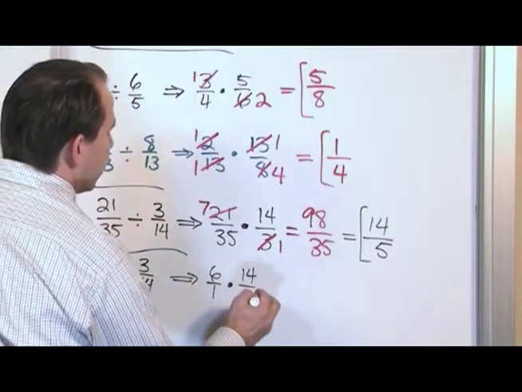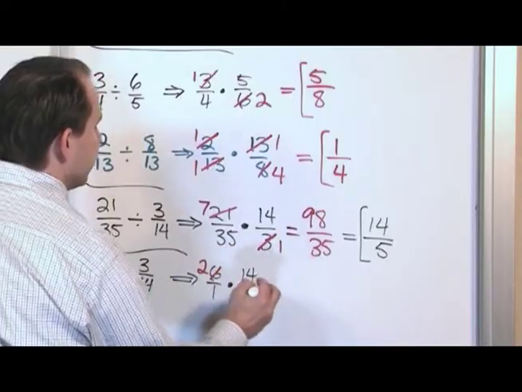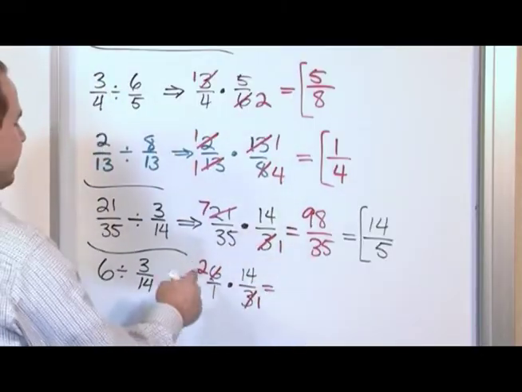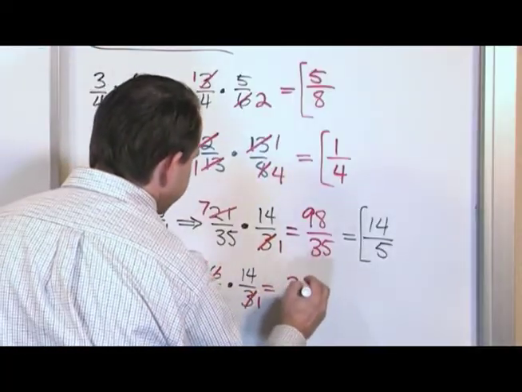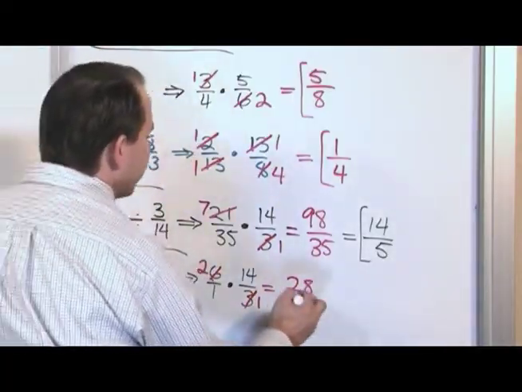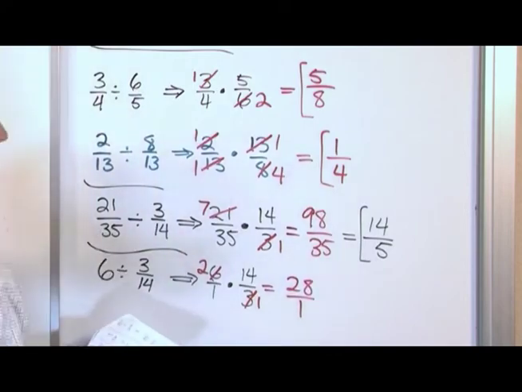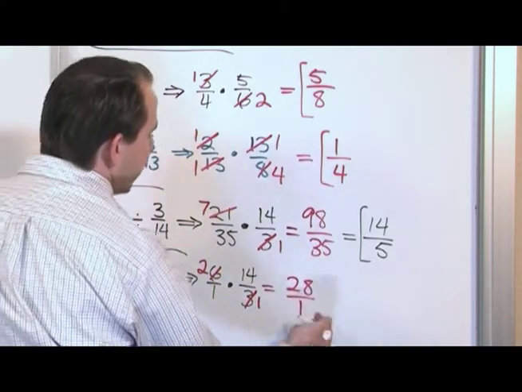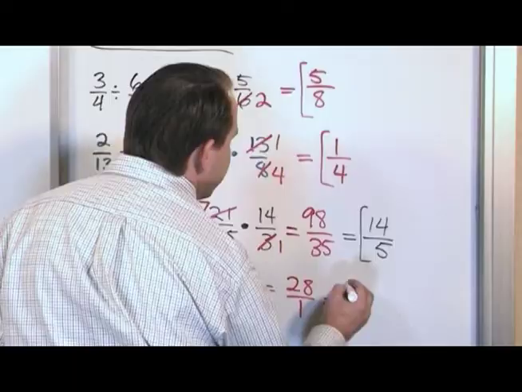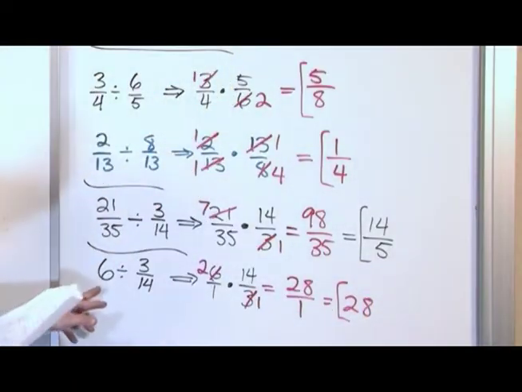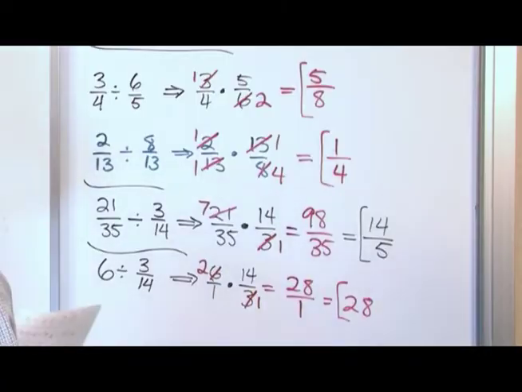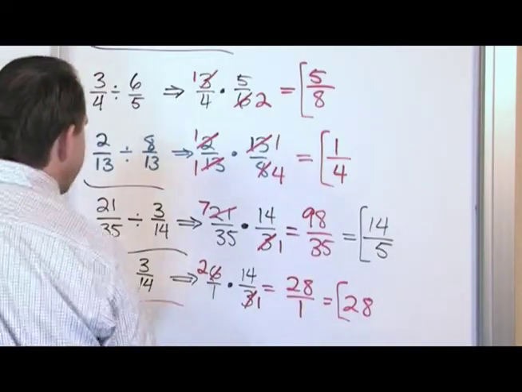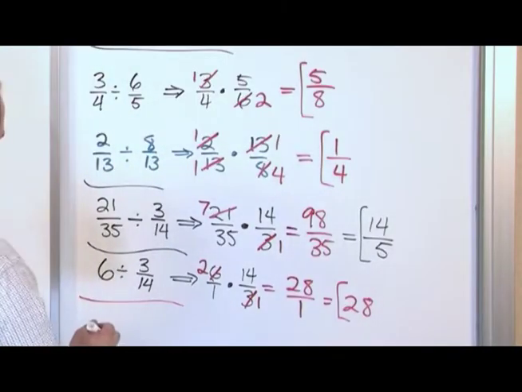3 divided by 3 is 1. 6 divided by 3 is 2. We're done with the simplification. 2 times 14 is going to be 28. And on the bottom, 1 times 1 is 1. Don't forget, fractions are just division, so 28 divided by 1 is just 28. So if you were to take 6 divided by 3/14 in your calculator, you would simply get 28. We'll do one more of this problem type, and then we'll work on some other skills.